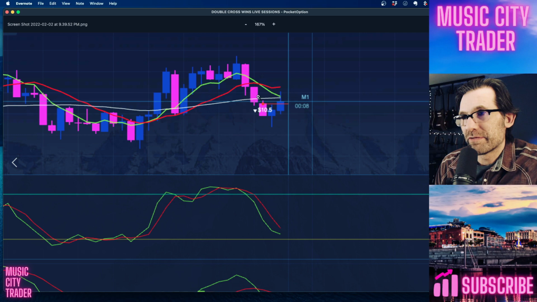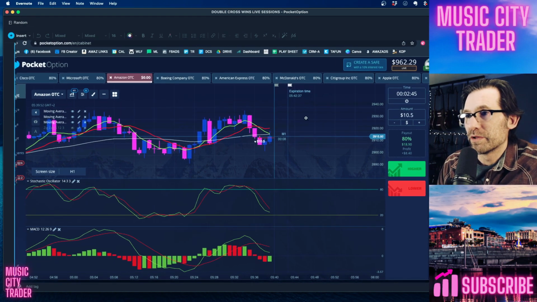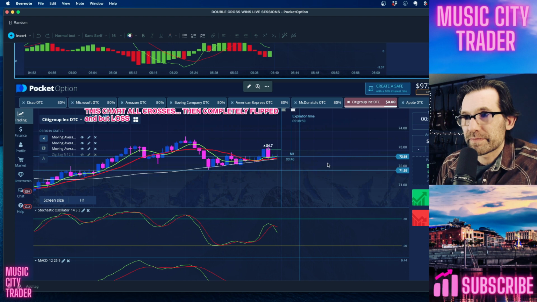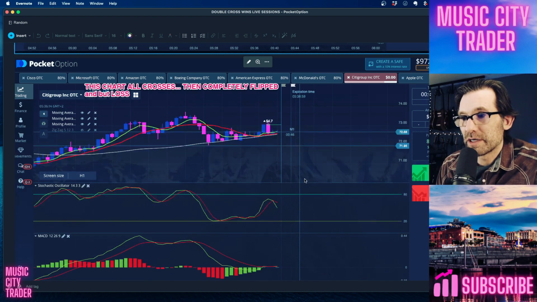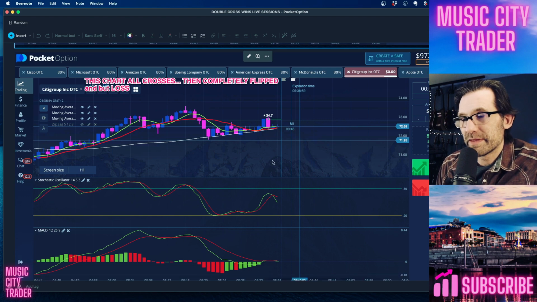I was probably waiting for a confirmation, or I could have jumped on this chart last second and saw it and took it. Then I got a loss on that one. So it was not great, but this was a great setup. And so that's a setup that will lose. I've got to tell you that sometimes this will lose. The chart all crossed here and then completely flipped out and I lost. So that could happen.